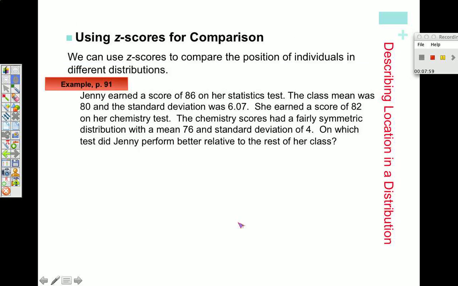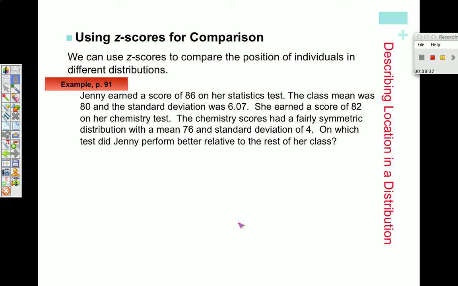And you might think, well, who cares? Well, what we can do is use z-scores, use standard scores, to compare two individuals in two different distributions. So we have her stats test, the score of 86, and she's got a chemistry test that she scored an 82 on. They're both fairly symmetric. We can find the mean of them both. The mean score on her chemistry test was only 76, and the standard deviation was 4. So a little bit lower scores, tighter packed.